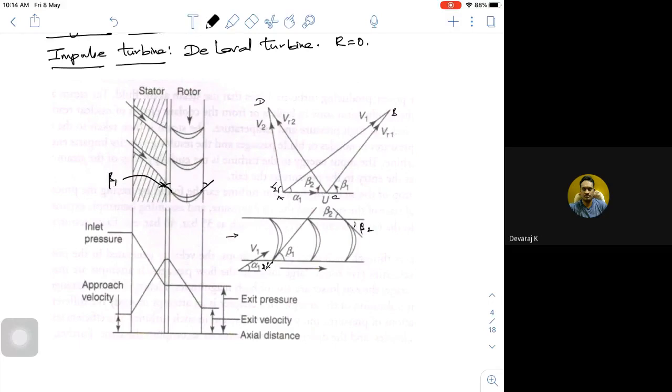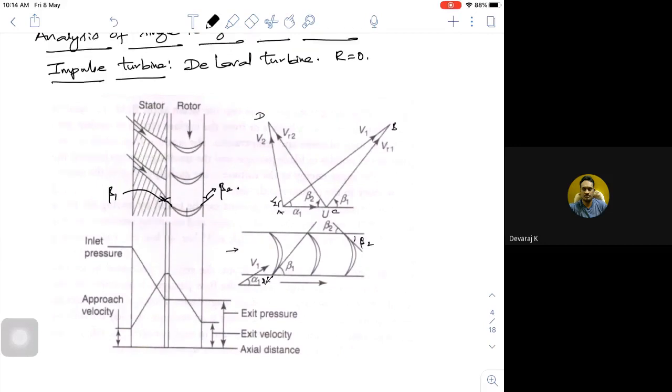It is almost like a cup shape. Your impulse turbine, maybe a D-level type, will have cup-shaped nozzles or cup-shaped blades or vanes. We call them cup-shaped vanes. If that is the condition, then my beta 1 is equal to beta 2. When beta 1 and beta 2 are the same, the corresponding relative velocities also should be the same. So this is the design.